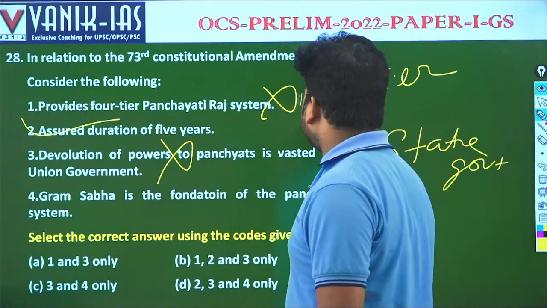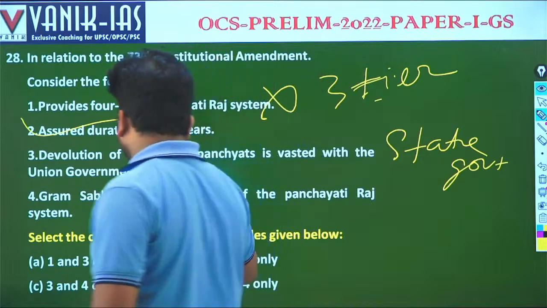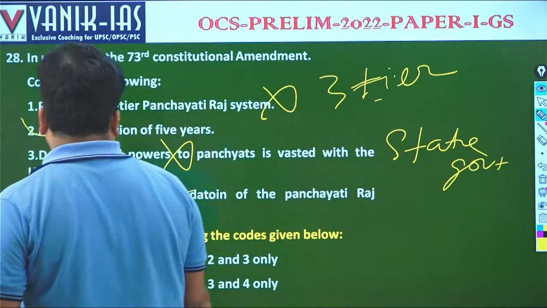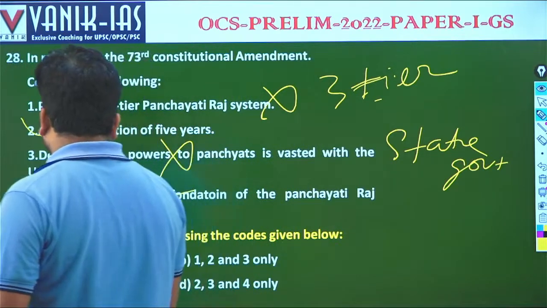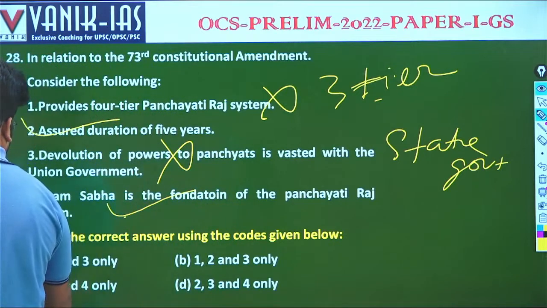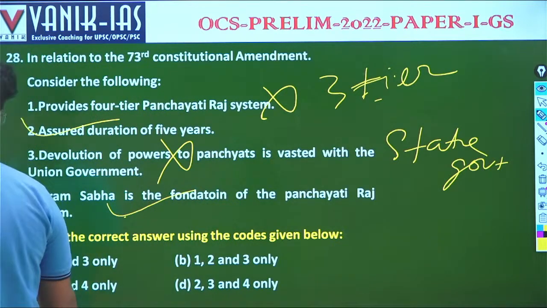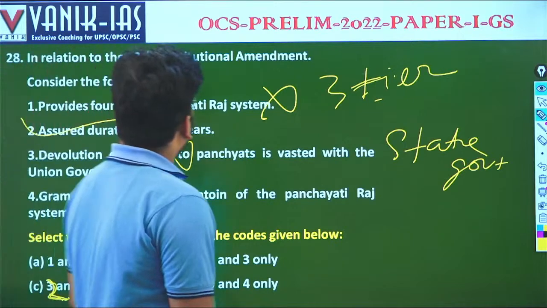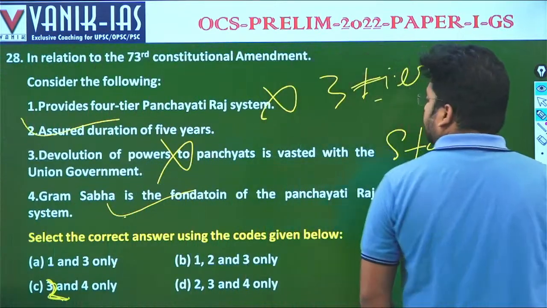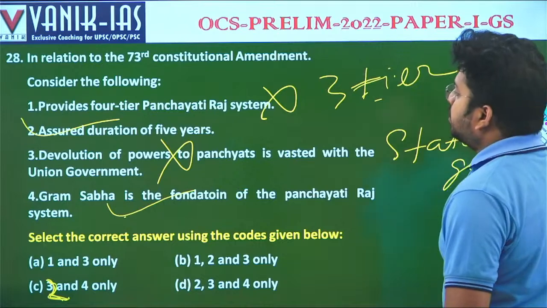Gram Sabha is the foundation of the Panchayati Raj system. So 2 and 4, the options are not available here. It is slightly wrong, it is actually 2 and 4. 2 and 4 will be right. The rest 2 are wrong regarding the 73rd Constitutional Amendment. Okay.